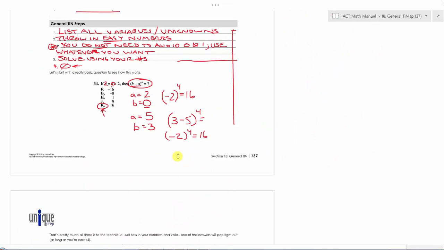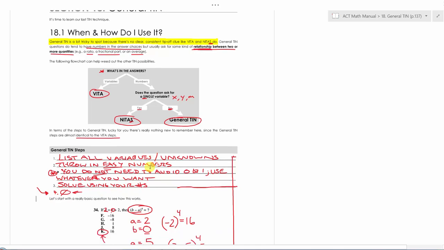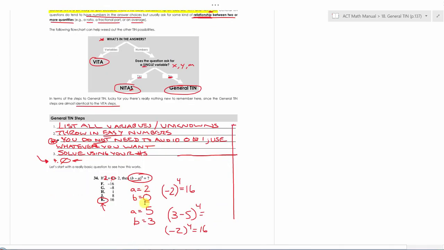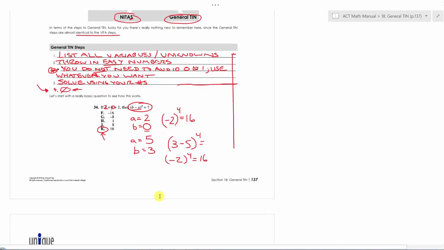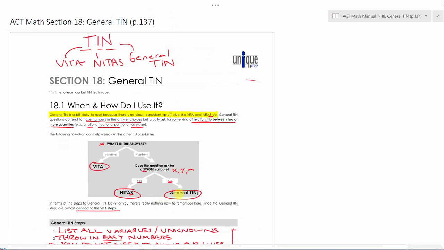So again, just remember that General Tin is a lot like Vita in the way that we solve it. Biggest difference is that we have numbers in the answer choices rather than variables, as we do in Vita, and we don't have to do that step number 4 that we did in Vita, where we had to convert the answer choices to numbers. In General Tin, we list our variables, we throw in our numbers, and we get a result, and we pick it, and we move on. Pretty simple technique. Look for opportunities to use it, and happy tinning.